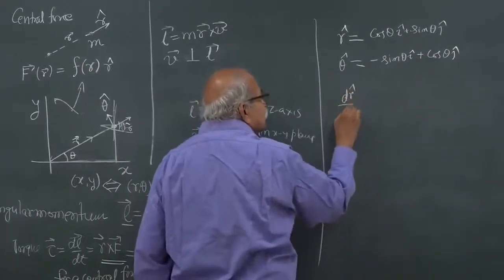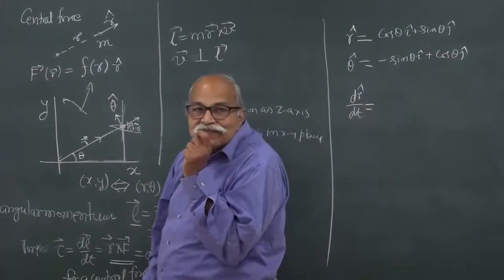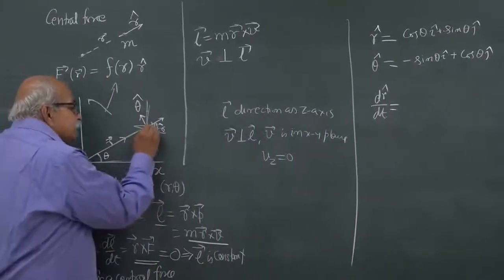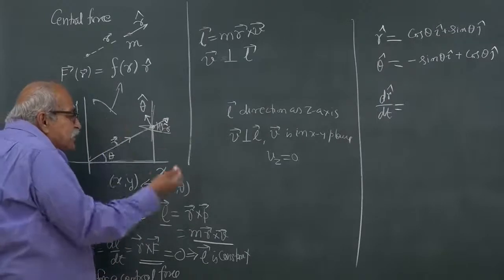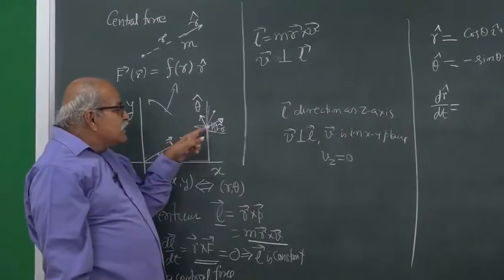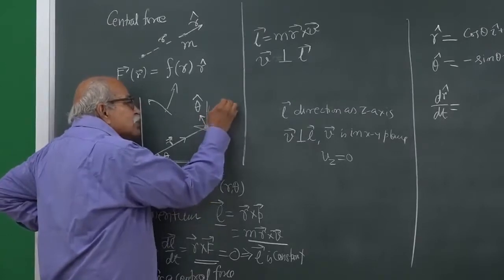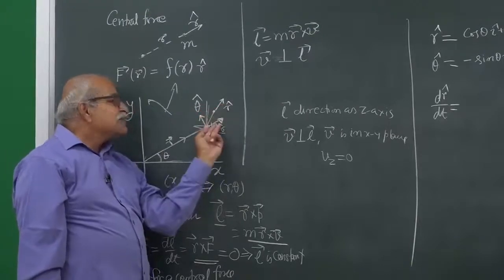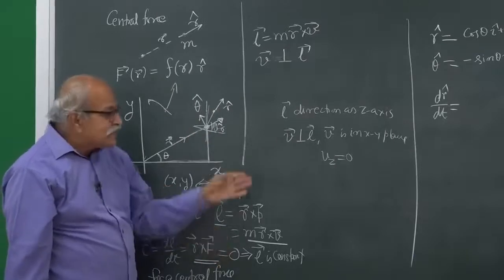Now, very interesting, what is dr cap dt? And first, what does this mean, dr cap dt? The particle is here, you have an r cap direction, this is r cap. Then in a time dt, the particle goes from here to somewhere else, let us say here. So, it is an infinitesimal displacement, and now r cap is this. How much is the change in r cap? This vector minus that vector is the change in r cap, and therefore, I divide by dt and I get this dr cap dt.